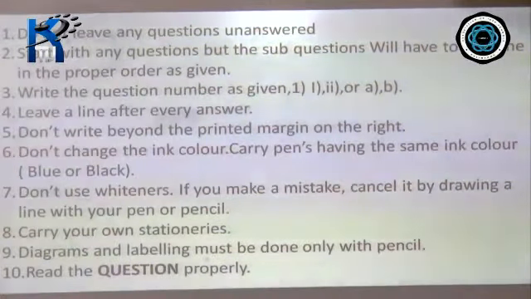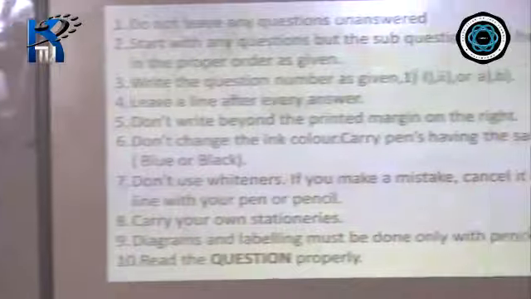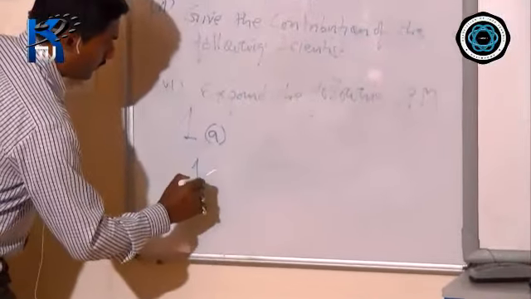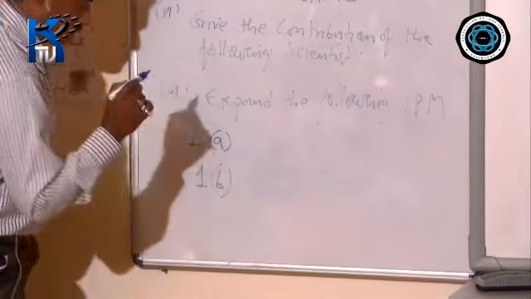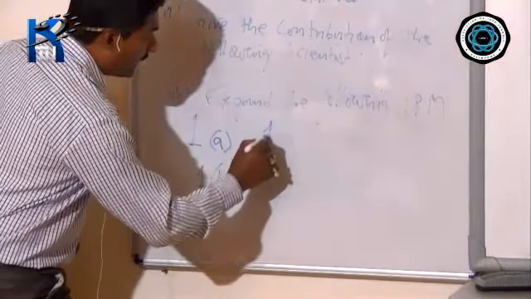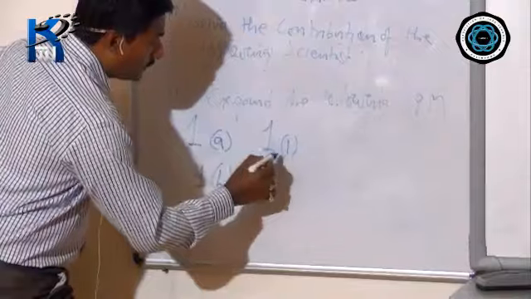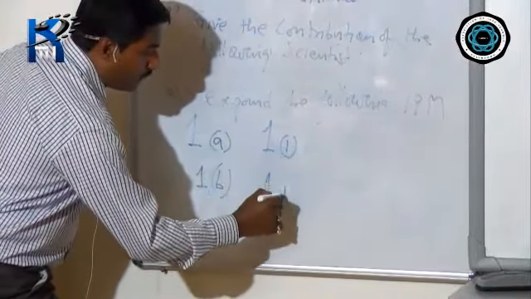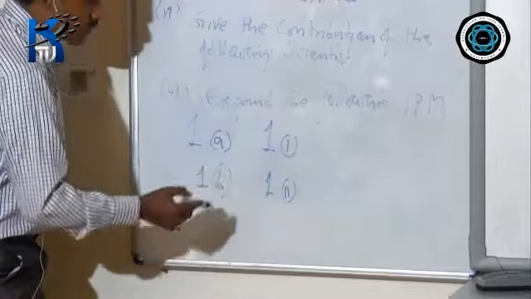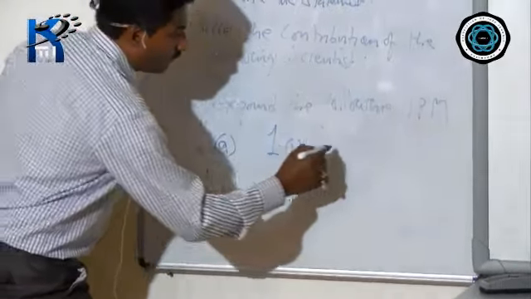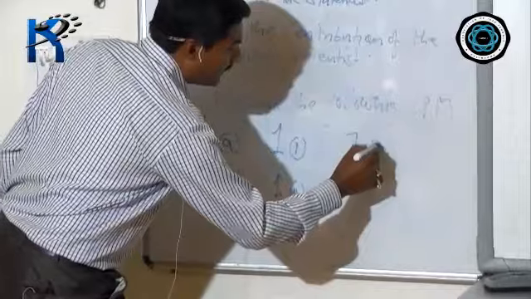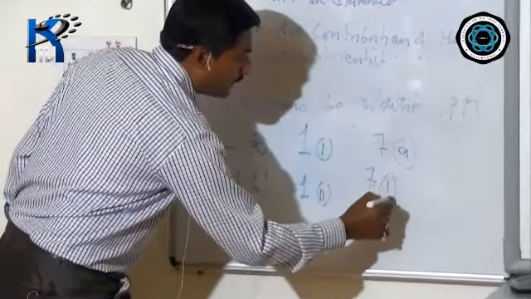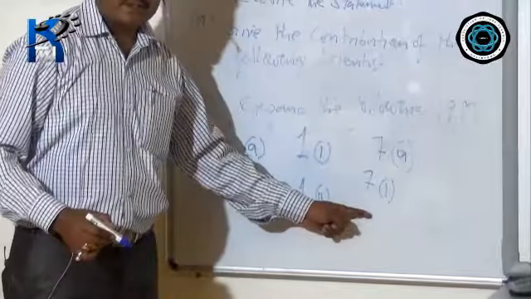What I mean to say, suppose it is question number 1A, or question number 1B, or it can be question number 1, Roman letter 1, or question number 1, 2, like this. So suppose if it is question number 7A, then write A only. If it is question number 7, Roman letter 1, then write 1 only.